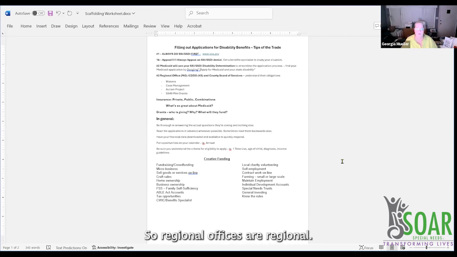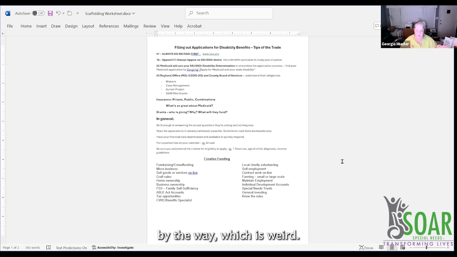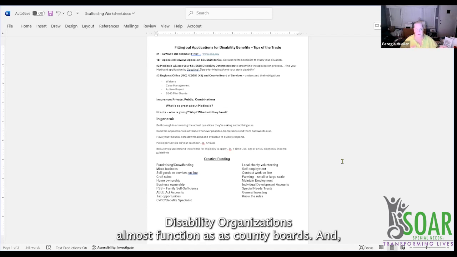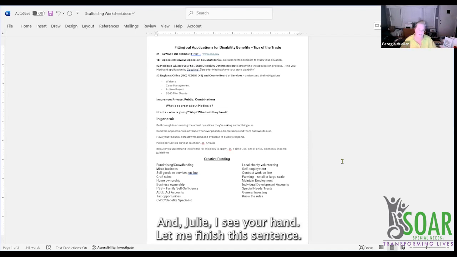So regional office is your regional location. Now, again, Kansas doesn't have regional offices, by the way, which is weird. So in Kansas, your CDDOs, your county developmental disability organizations, almost function as county boards and regional office at the same time. And Julie, I see your hand. Let me finish the sentence.